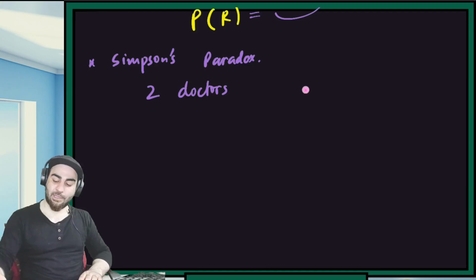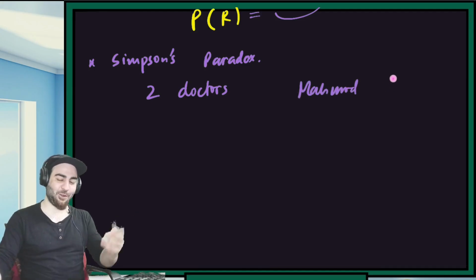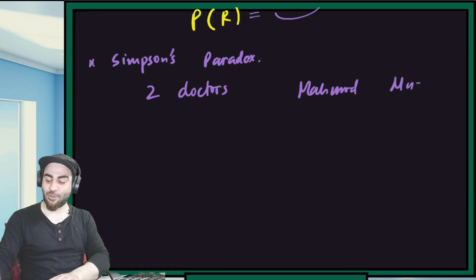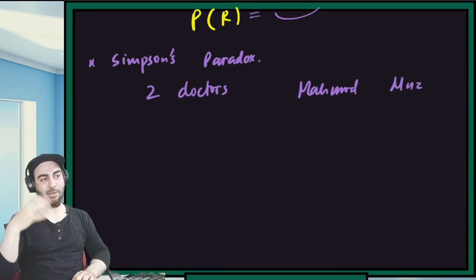Say Dr. Mahmood, and I think we have Muzaffar, a doctor of philosophy. But he's not here. So Dr. Muzaffar. So we have two doctors, Mahmood and Muzaffar.